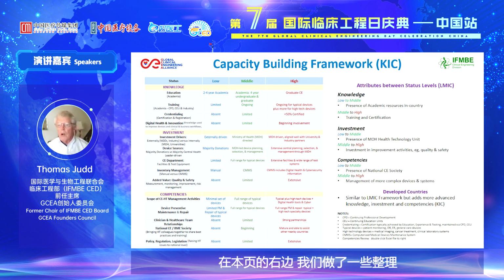And we've done some work on the right. I'm not going to take a lot of time, but if you might say your hospital in your province is graded someplace on this chart, how do you move up the chart? How do you go from a lower setting to a higher setting? What are your gaps? And you can look on the right and see in knowledge and investment and competencies how you might move up in this chart, this framework.